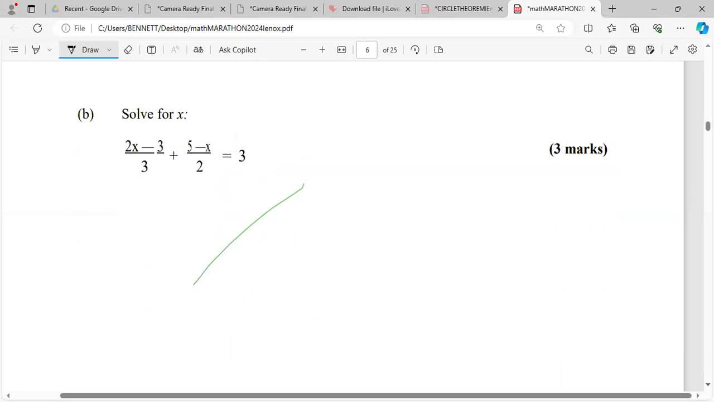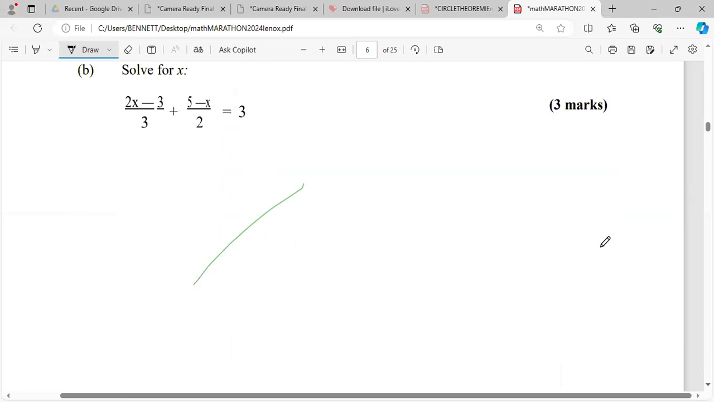Alright, this one is a tough one. Go ahead and try this one. Solve for x: 2x minus 3 over 3 plus 5 minus x over 2 equals 3. And that's worth 3 marks. Alright, so they want us to solve for the value of x. So guys, when I get these maths questions, if you see brackets and fractions, not decimals, you have to get rid of the fraction first and get rid of the bracket, so you expand and all of that.